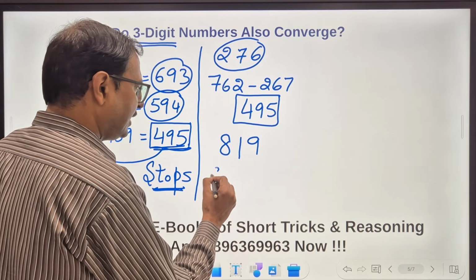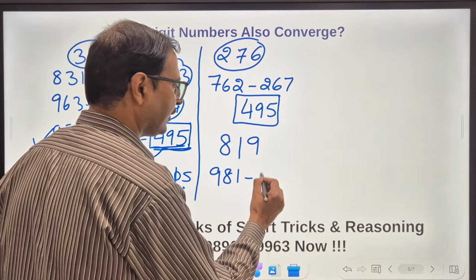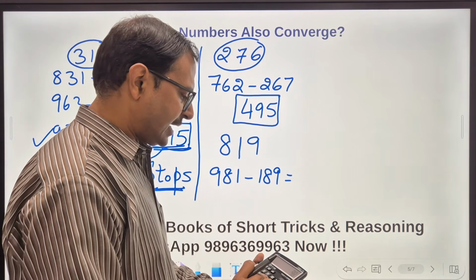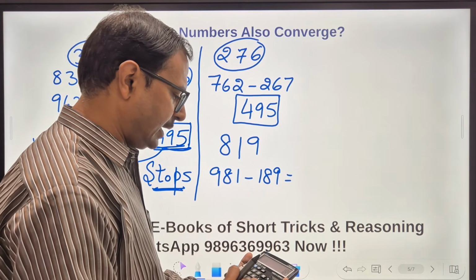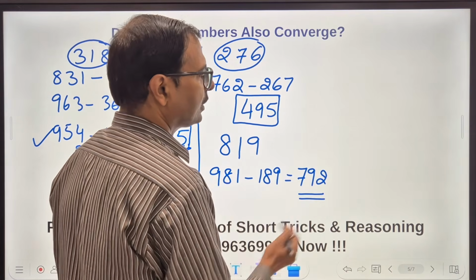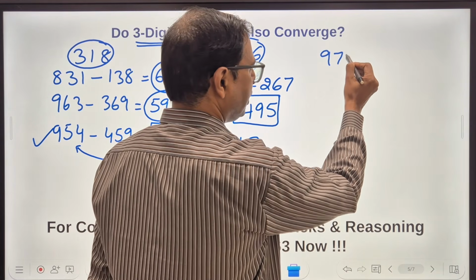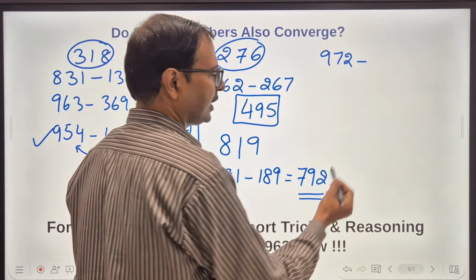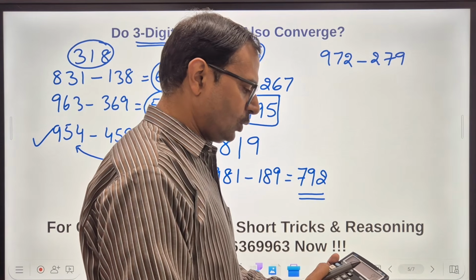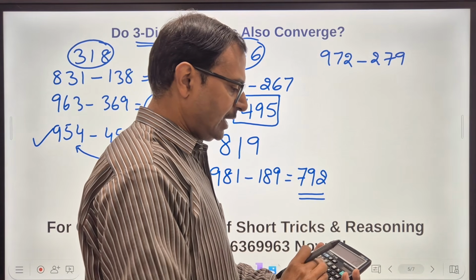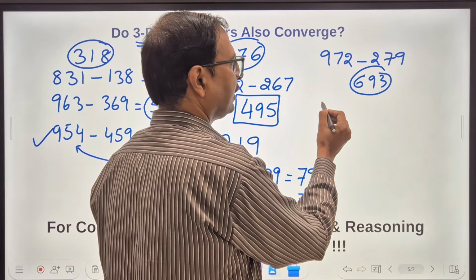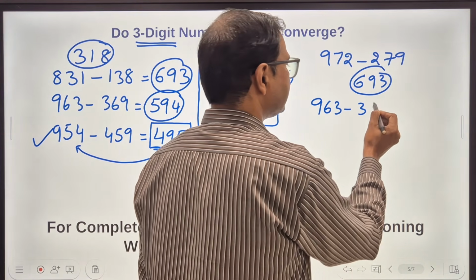So 981 is the largest number, 189 is the smallest number. Let's calculate the difference. 981 minus 189 is 792. Let's do it once more. Largest is 972 minus the smallest is 279. So what do we get here? 972 minus 279 is 693. And one more time, 963 minus 369.